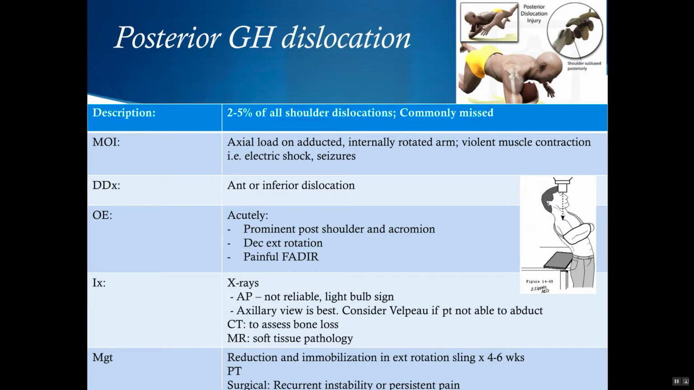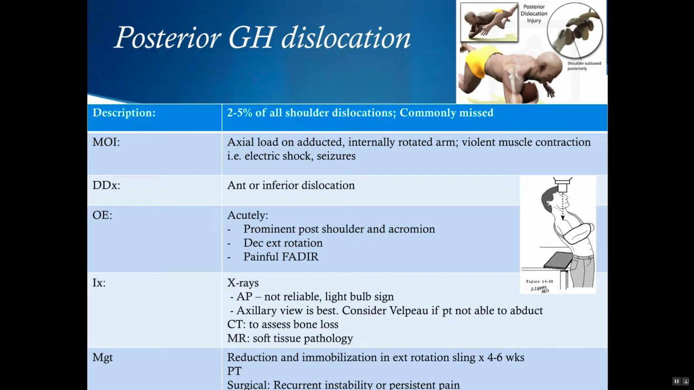Again, X-rays are helpful potentially, but not very reliable. The light bulb sign has been discussed as a way to try to assess for these on X-rays. The axillary view is best, but that can be difficult for patients to get into position for these sometimes. And so you may want to consider another view called the Velpeau view if the patient is not able to abduct sufficiently.